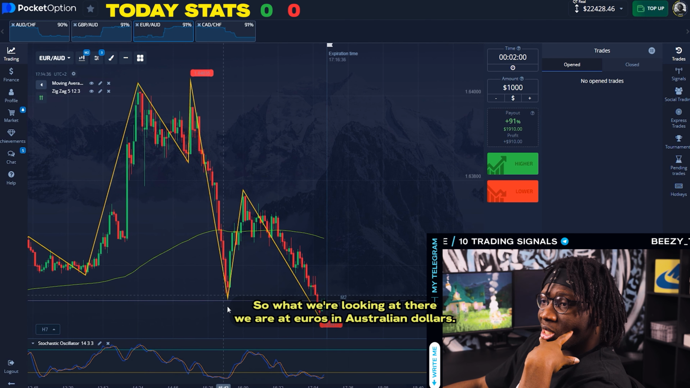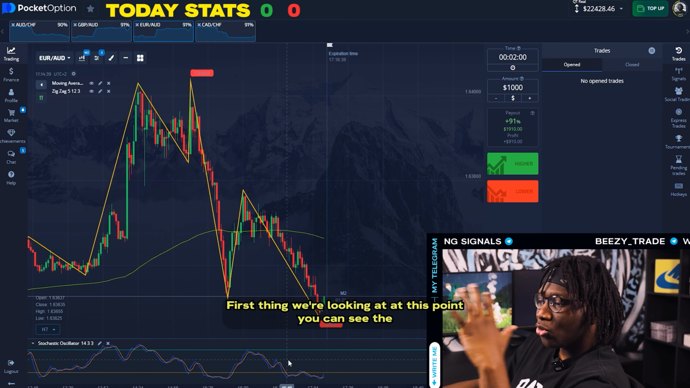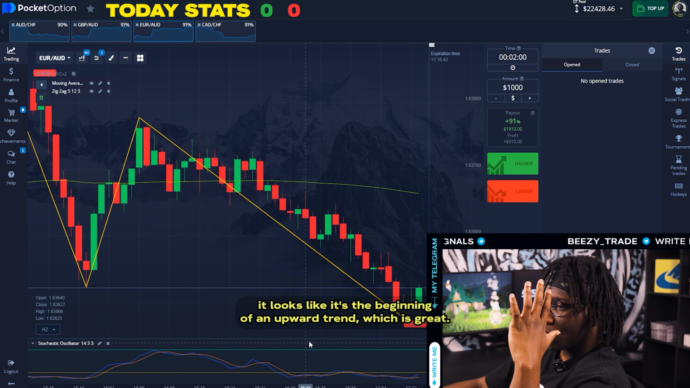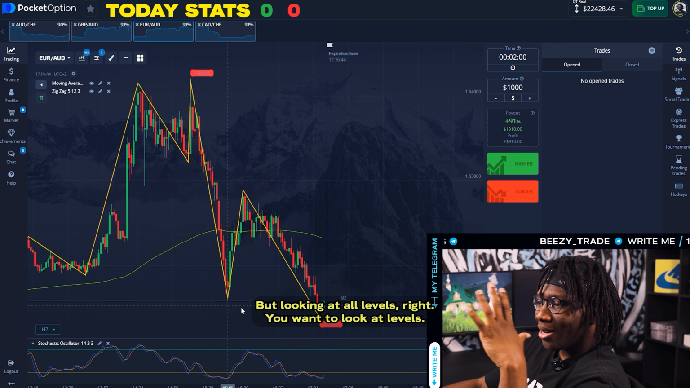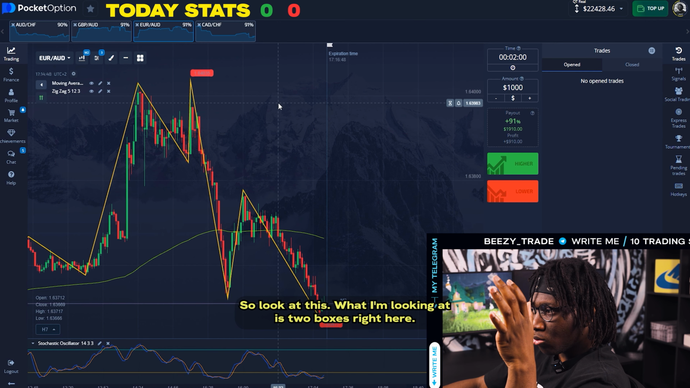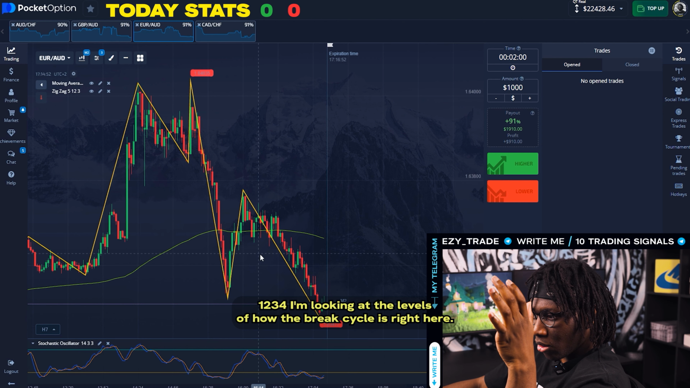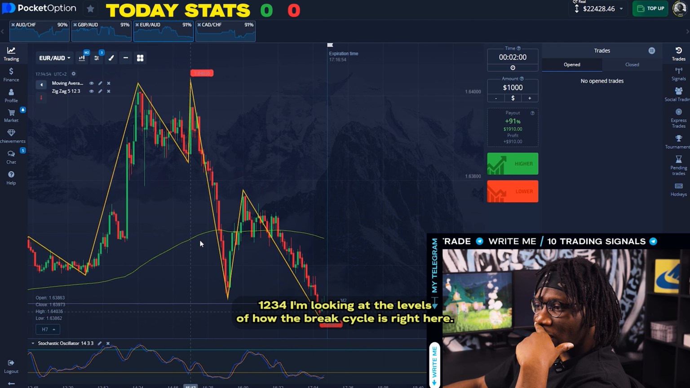So what we're looking at there, we're at euros and Australian dollars. First thing we're looking at at this point, you can see that it looks like it's the beginning of an upward trend, which is great. But looking at our levels, right? You want to look at levels. So look at this. What I'm looking at is 2 boxes right here. You can see these 2 boxes right here, 1, 2, 3, 4. I'm looking at the levels of how the breaks are going.